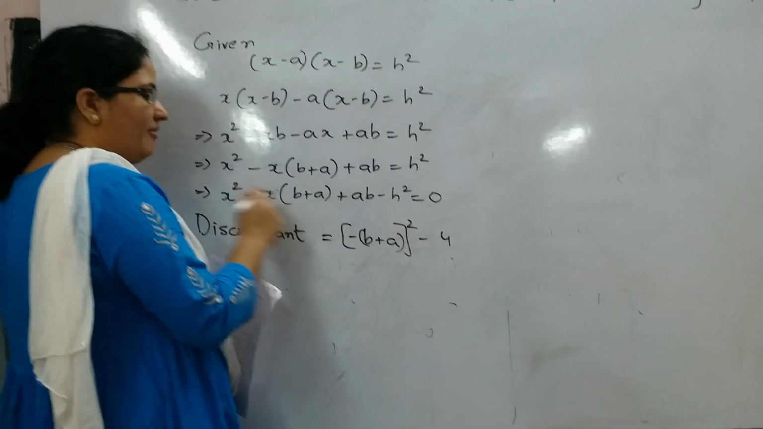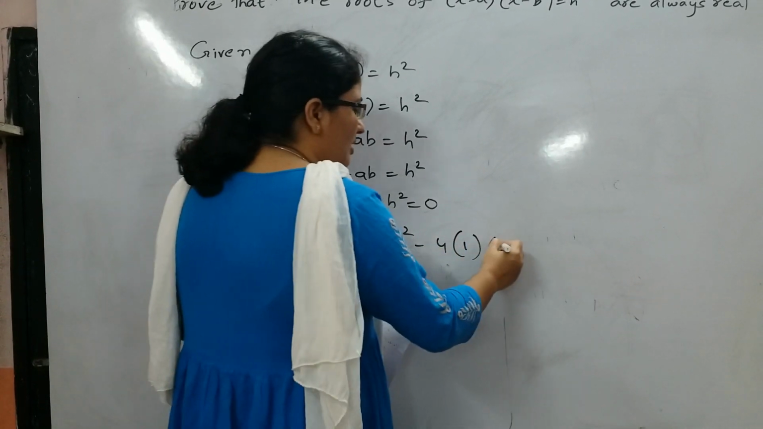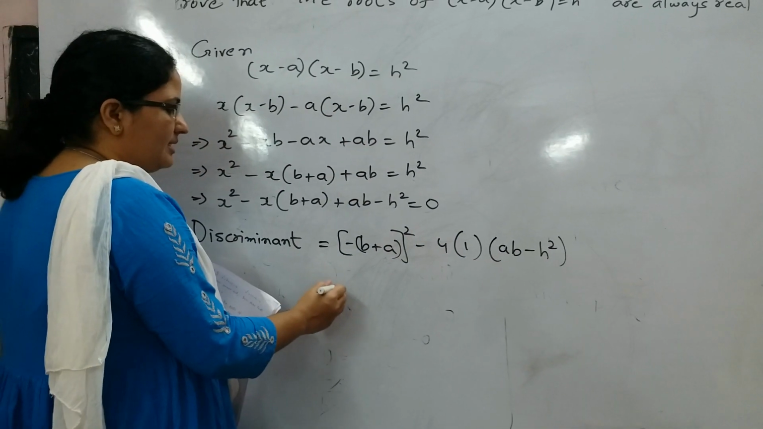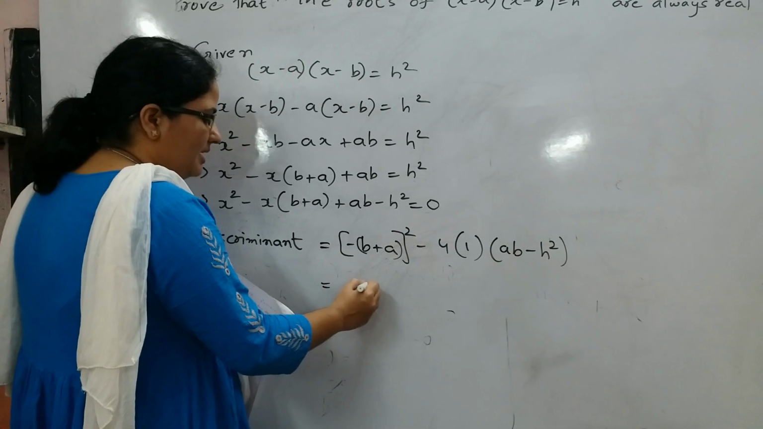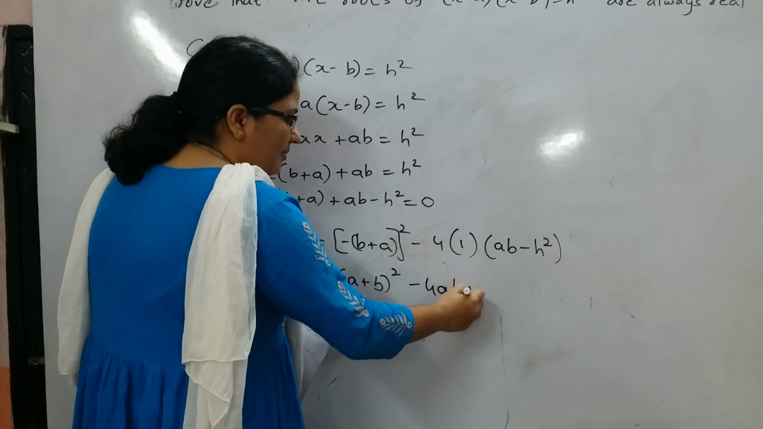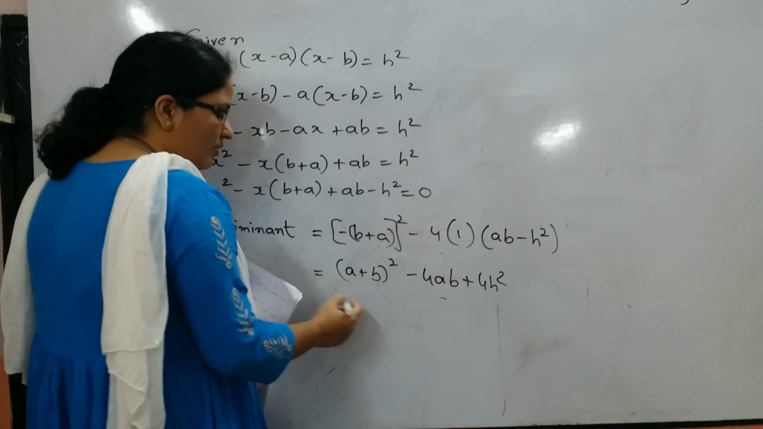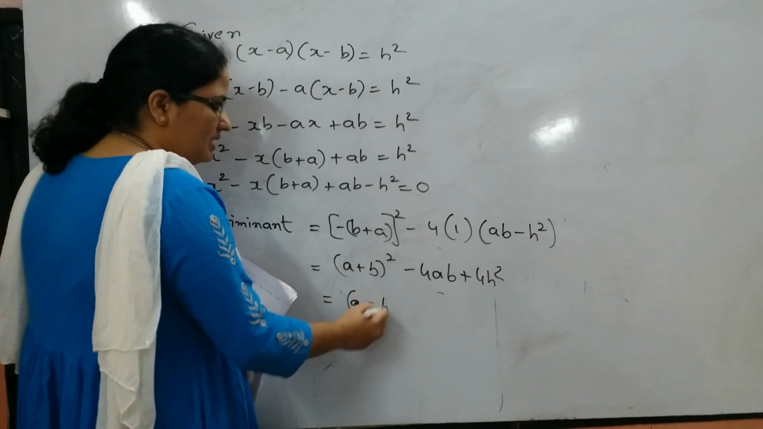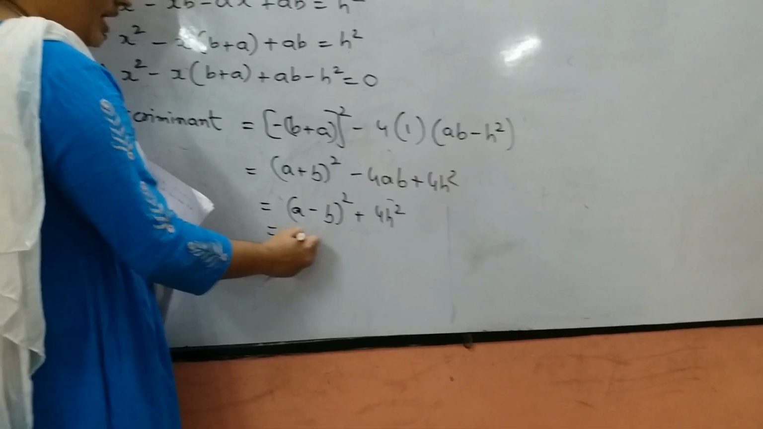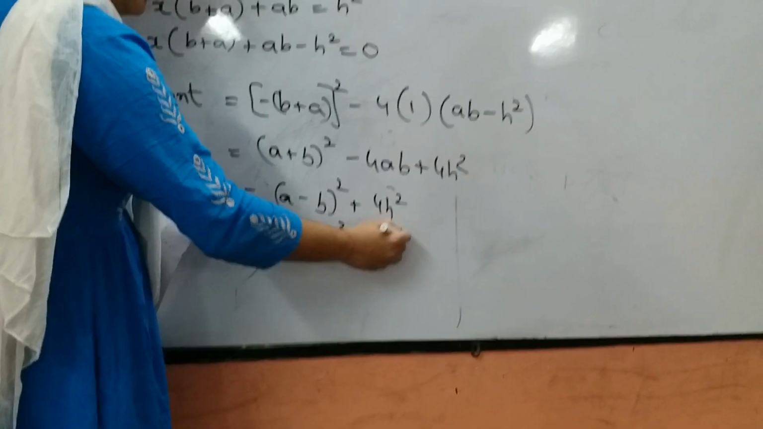In place of a you have 1. In place of c you have ab minus h square. Let us open this and calculate. This is a plus b whole square minus 4ab plus 4h square. A plus b whole square minus 4ab will give you a minus b whole square plus 4h square. That is equal to a minus b whole square plus, this can be written as, 2h whole square.